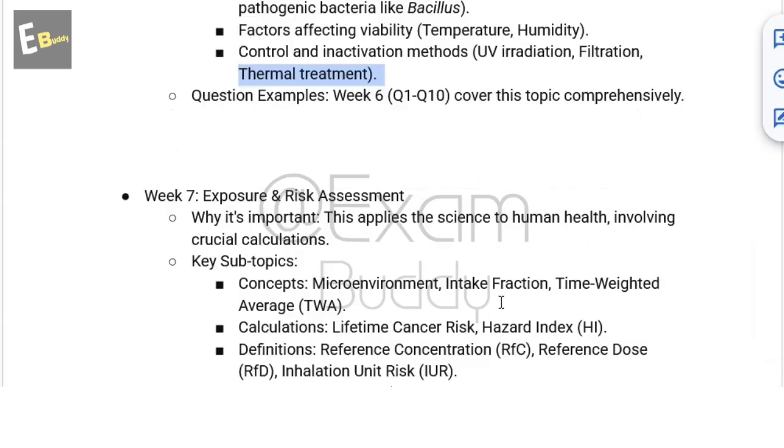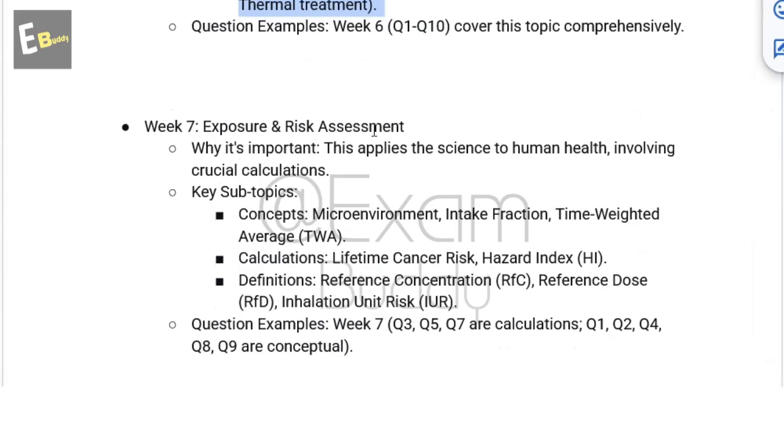And week 7th is exposure and risk assessment. Why is it important? This applies the science to human health, involving crucial calculations. Key subtopics are concepts like microenvironment, intake fraction, time weighted average. Calculations are lifetime cancer risk, hazard index, and definitions are reference concentration, reference dose, RfD, and inhalation unit risk. Question example: week 7, question 3, question 5, and question 7 are calculations, and question 1, question 2, question 4, question 8, and question 9 are conceptual.